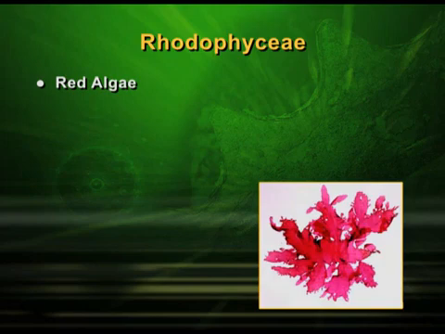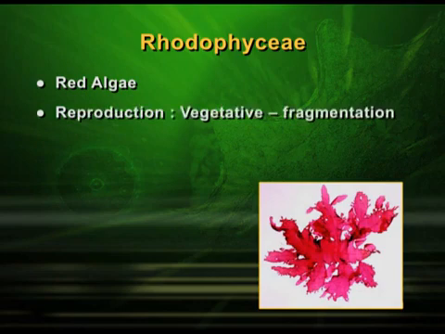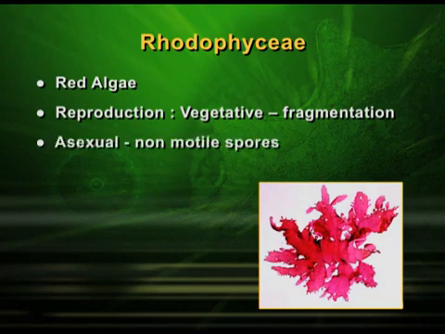Now, we come to the third class of algae, and that is Rhodophyceae, which is very commonly known as red algae because it has red pigment. Of course, it also does photosynthesis and it looks very red wherever it is present. It has vegetative reproduction by fragmentation and asexual reproduction by way of producing spores which are non-motile.